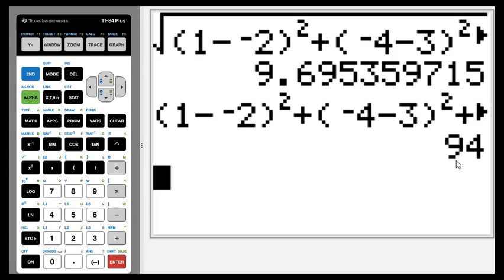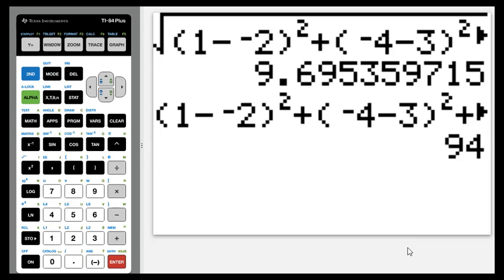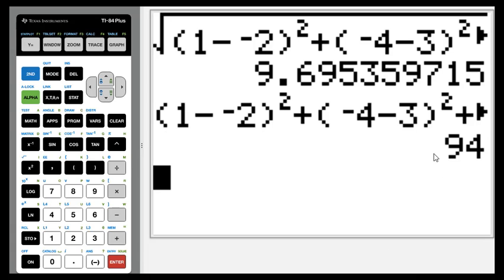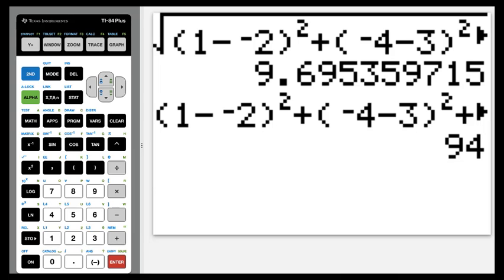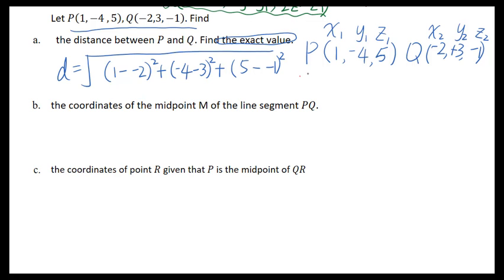That is 94. The square root of 94 cannot be divided by 4, 9, 25, or 49. So this is already a simplified radical. So your answer will be square root 94.